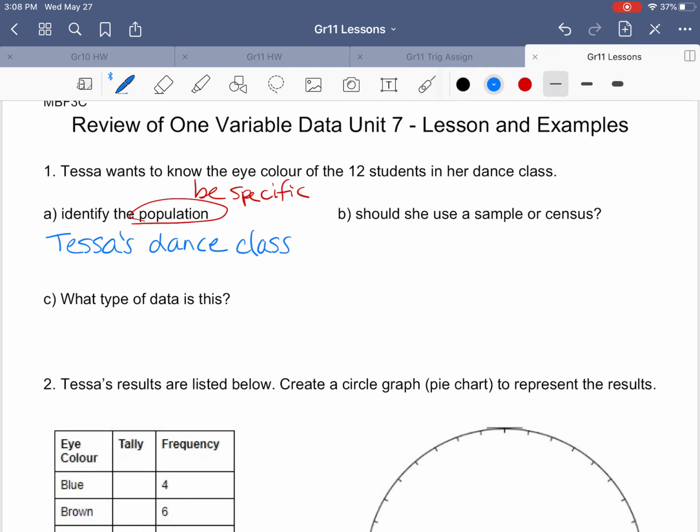Now, part B, should she use a sample or a census? So there's only 12 students in her dance class. So she should use a census because it wouldn't take very long to ask or sample all 12 of them.